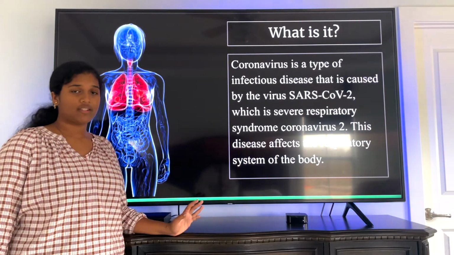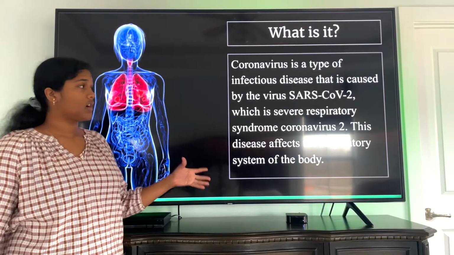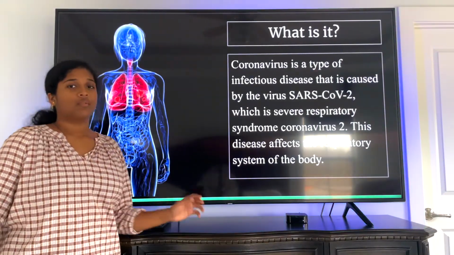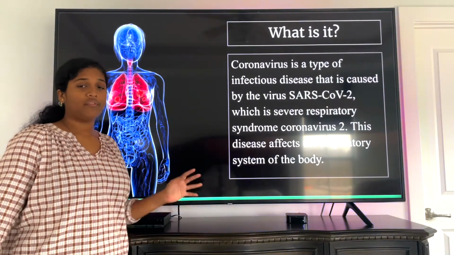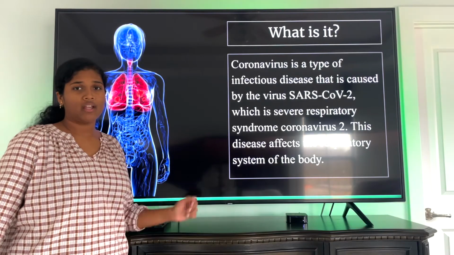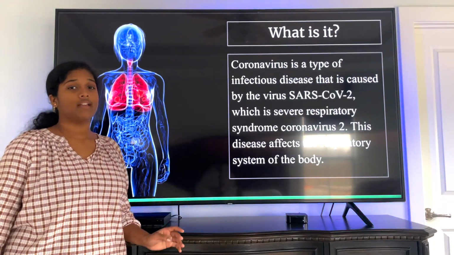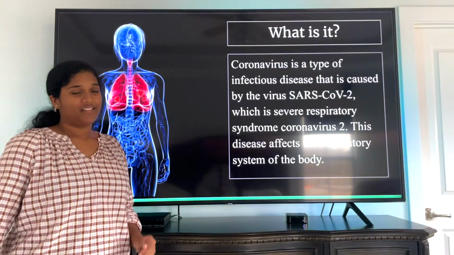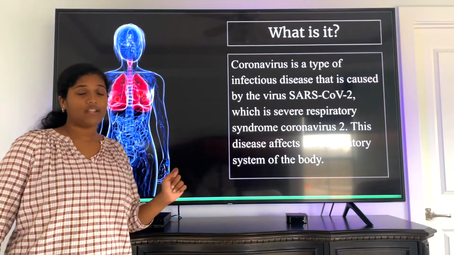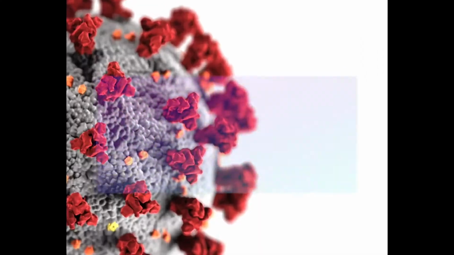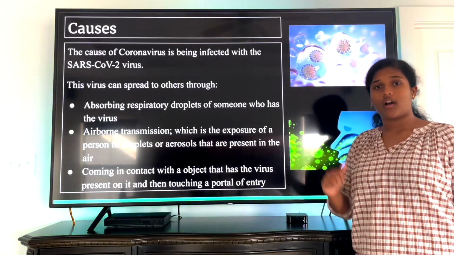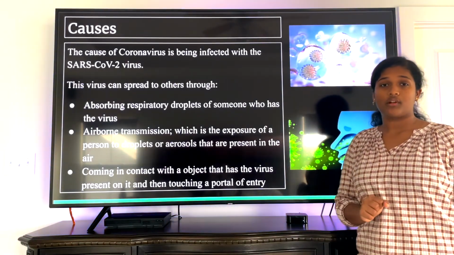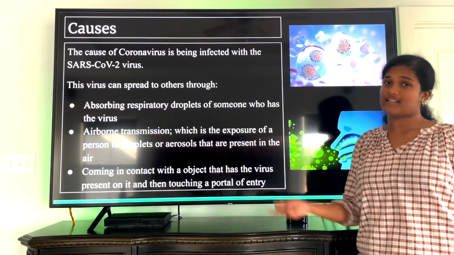Coronavirus is an infectious disease that is caused by the SARS-CoV-2 virus, which stands for Severe Acute Respiratory Syndrome Coronavirus 2. The virus first originated in China in 2019 and it was classified as a pandemic in 2020. COVID-19 specifically impacts the respiratory system. Coronavirus is caused when a person is infected with the SARS-CoV-2 virus, as stated above.